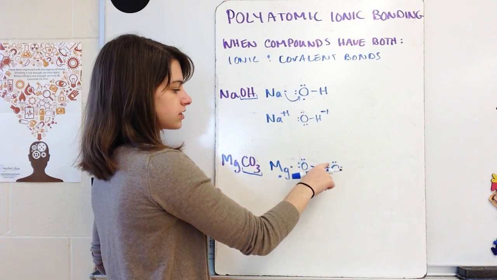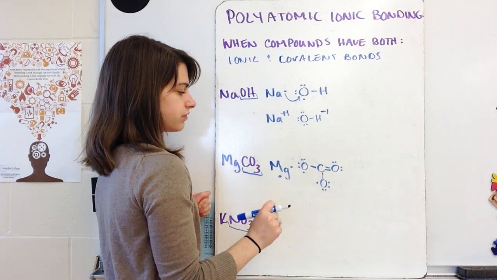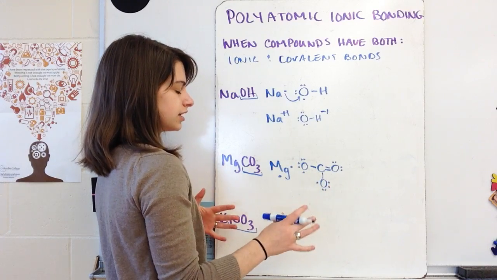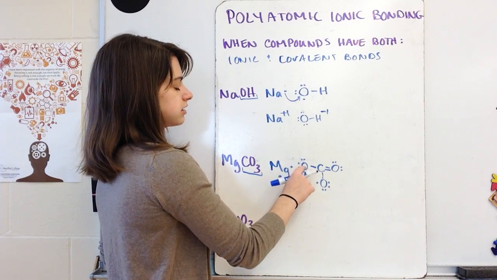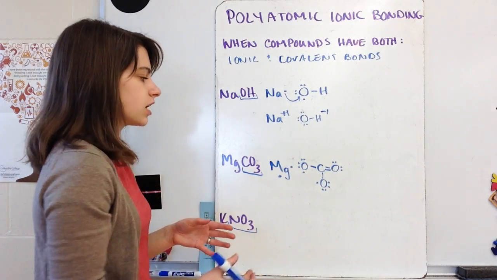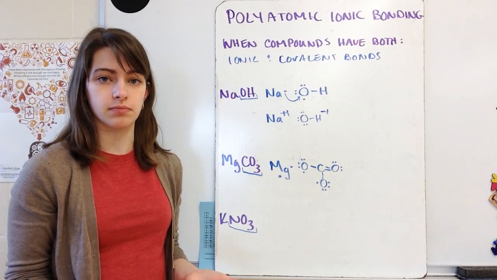So now this oxygen has 2, 4, 6, 8. My carbon now has 2, 4, 6, 8, so we're good so far. This bottom oxygen has 2, 4, 6, 7. We have a little bit of an issue. And this left oxygen has 2, 4, 6, 7. Again, another issue. So we need a total of 2 more electrons. Where are those electrons going to come from?